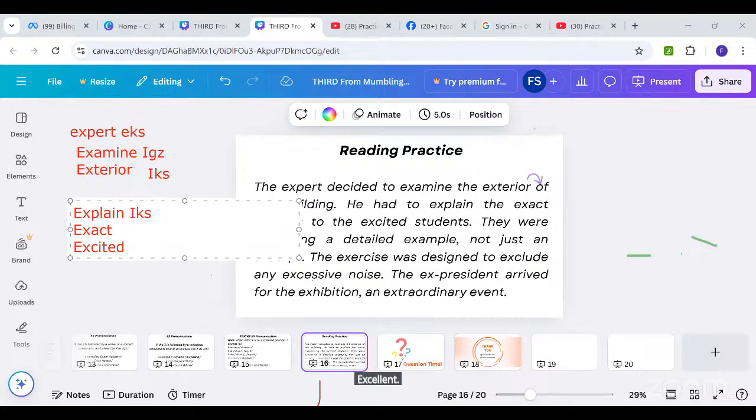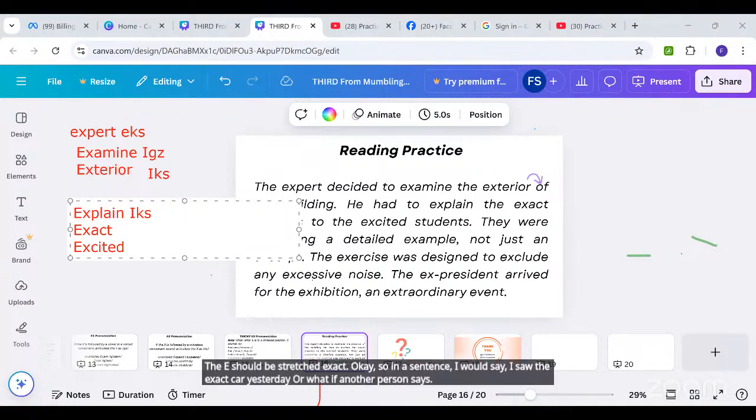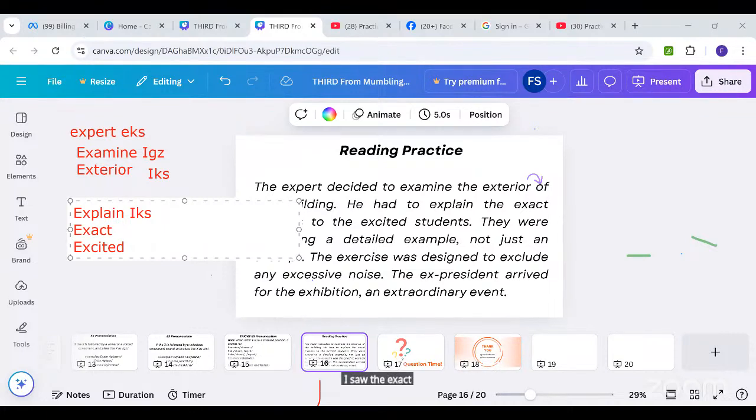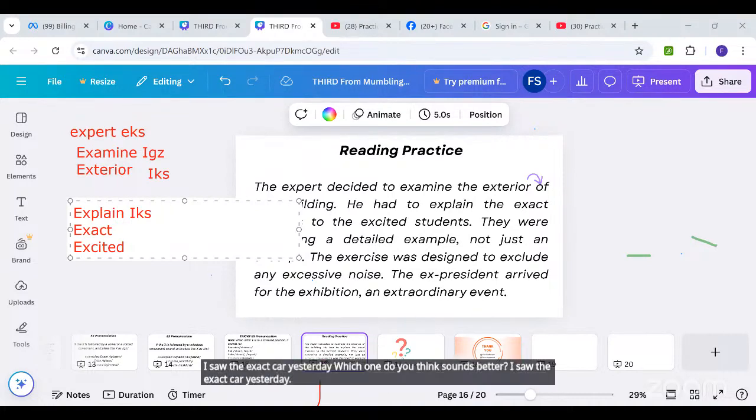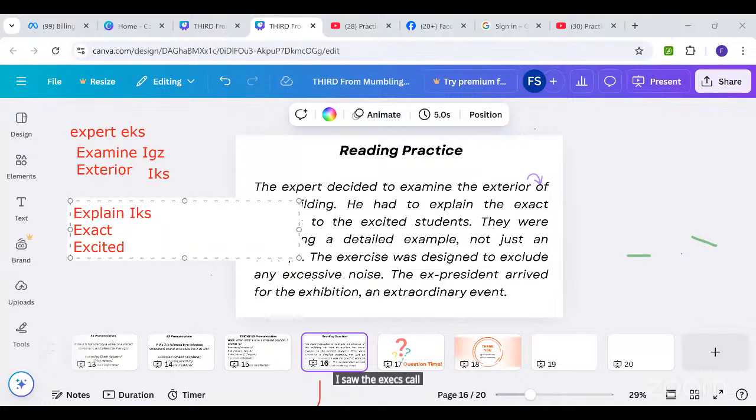So what part are we stressing? The E should be stressed. Okay. So in a sentence, I would say, I saw the exact car yesterday. But what if another person says, I saw the exact car yesterday? Which one do you think sounds better? I saw the exact car yesterday.